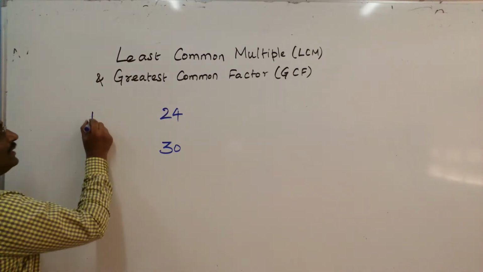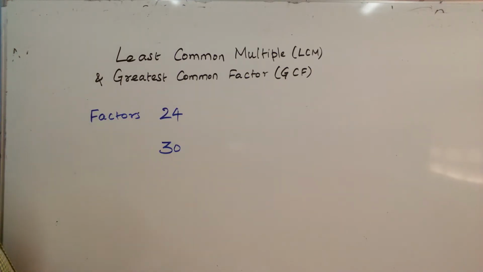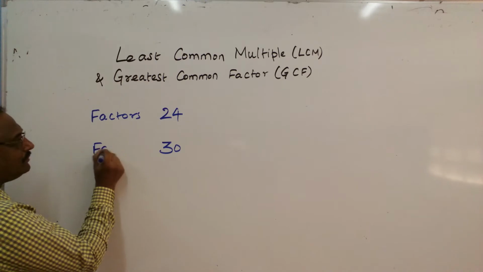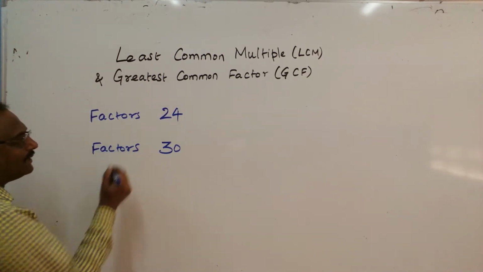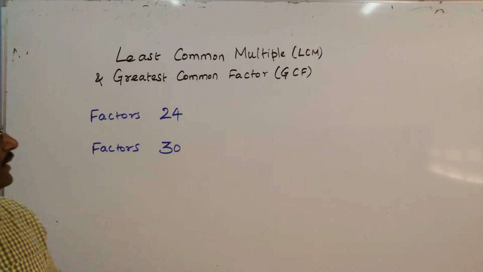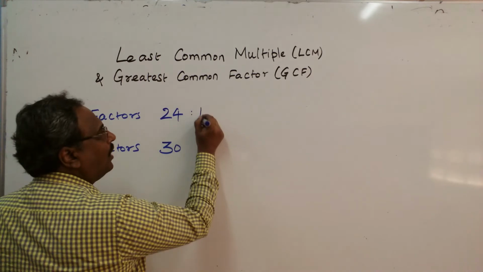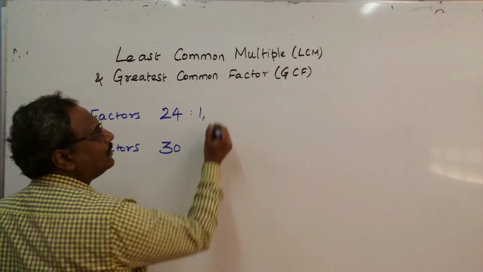I am going to find the factors of 24 and the factors of 30. What is the meaning of factor? That divides, isn't it? So 1 divides 24.